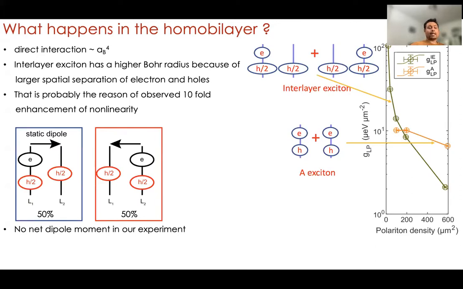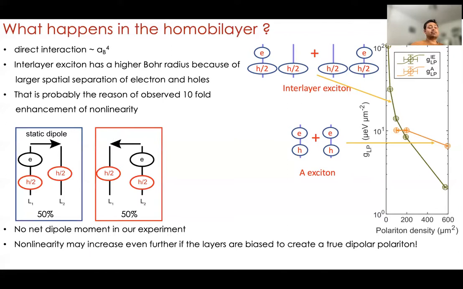We also note that in our experiment, we haven't applied any external bias, that means 50% of the excitons have a dipole moment in one direction, and the remaining 50% have the static dipole moment in the opposite direction. And hence, we also expect that in further studies, when we apply an electric field between the two layers and create a true dipolar polariton, the observed nonlinearity may be even higher.